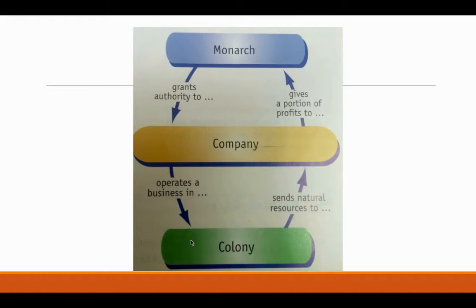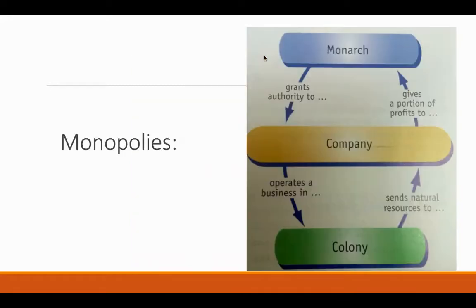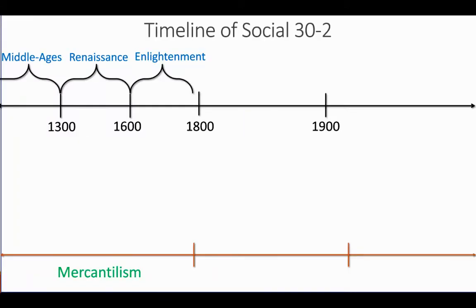Right, this was the time of colonialism, colonization, as you learned in Social 10, and that colony would produce natural resources for the company, and the company would give much of its profits to the monarch, right? This was the time of monopolies, where often there'd be just one company that would do all of the business on behalf of the monarch, and there was no open competition, right? There was no competition between different companies at the time. Okay, so that was the time of mercantilism.